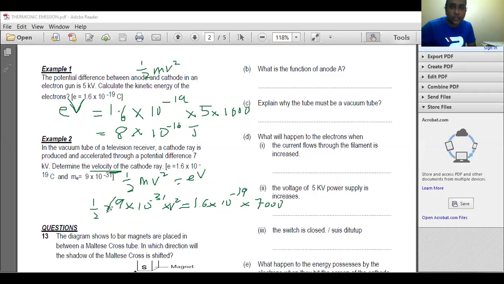So 9 divided by 2, what do you get? Cash winner, cash. 4.5 lah. This one also don't know.